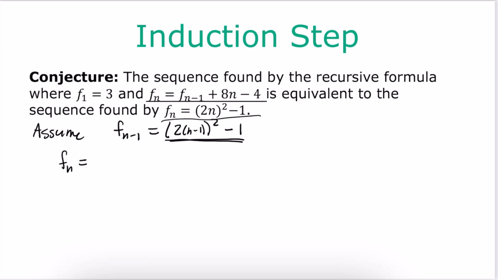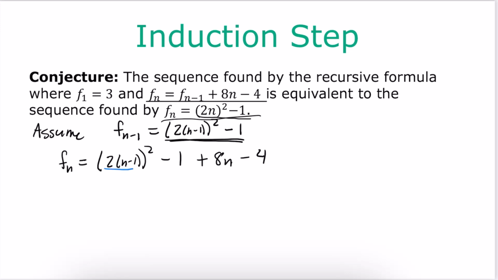tells me that the nth term is going to be the n minus 1th term, which I just assumed is 2 times n minus 1 squared minus 1. Then I take that n minus 1th term and I add 8n and subtract 4 from it. And now I'm going to simplify this to show that this really is equal to 2n squared minus 1. And I just do this by using algebra to simplify it.